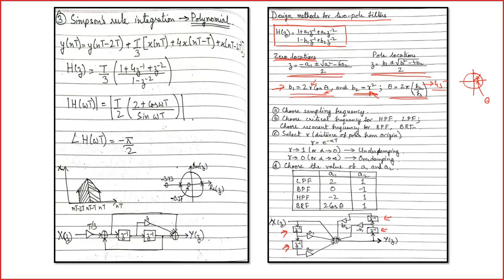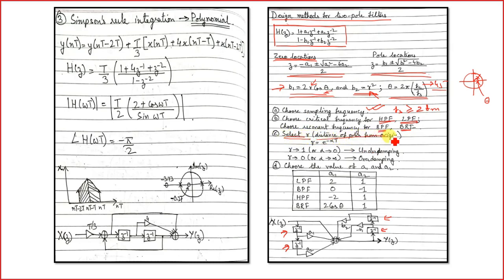As soon as you are asked to design an IIR filter using the two pole filter method, what are the steps? First, you have to choose the sampling frequency, and it should follow the Nyquist criteria, that means sampling frequency should be greater than or equal to 2 fm. Then next, we choose the critical frequency for high pass and low pass filters. On the contrary, if it is a band pass or band reject filter, we have to choose the resonant frequency. Then the third step is to select R.